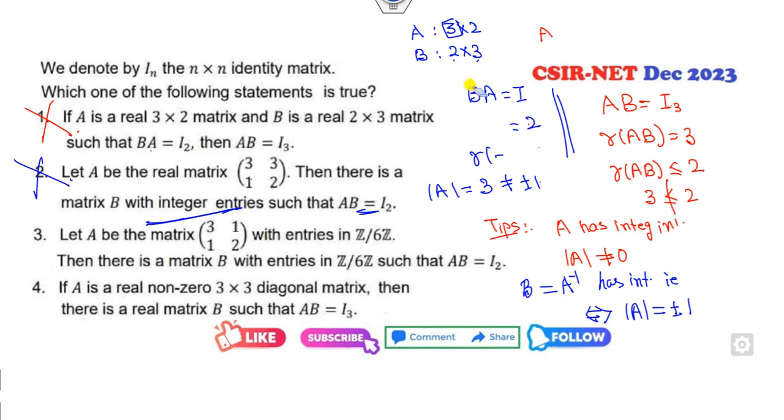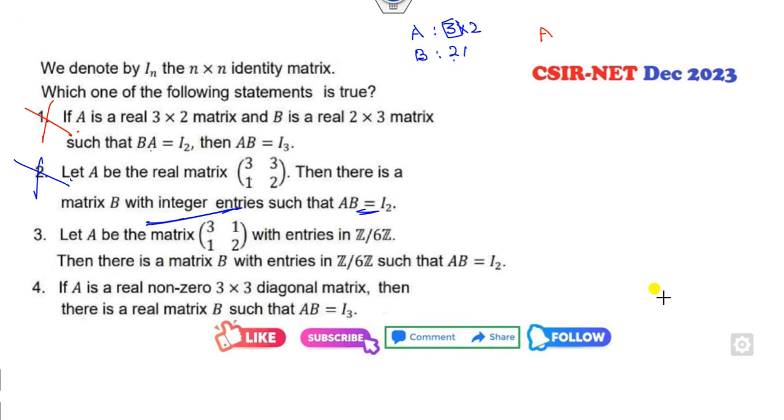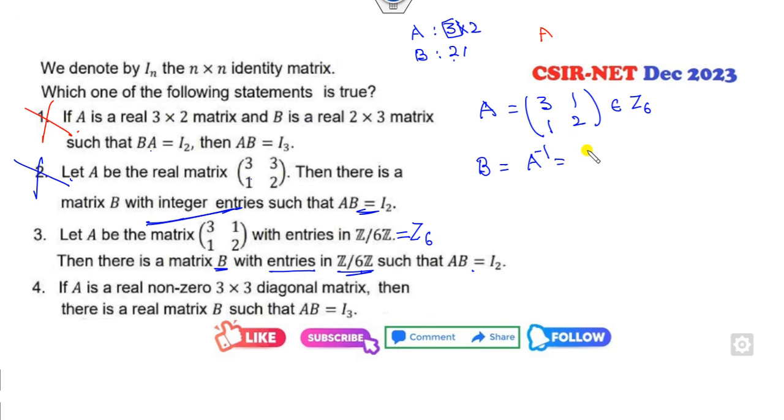Look at the third option. A is this, which is part of Z6. There exists a matrix B with entries in Z6 such that AB is equal to I2. Again, I think it's very simple. This is the element which belongs to Z6. Then your target is to find the B such that this condition holds. That means your target is to find B equal to A inverse. Can you find the A inverse? 1 over 5, 2, 3, minus 1, minus 1.